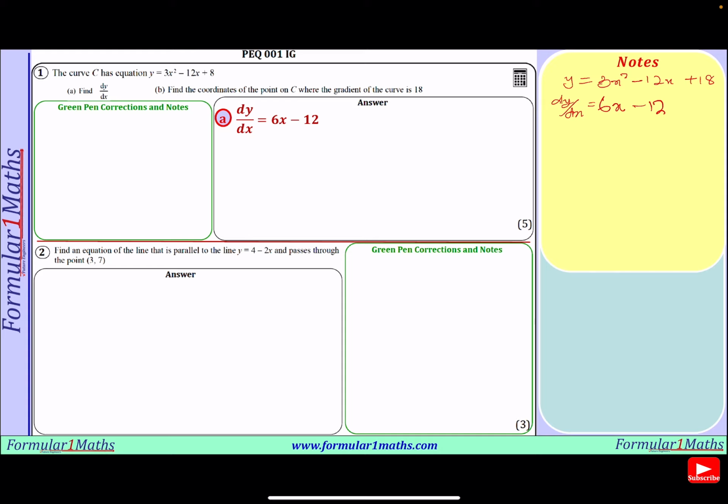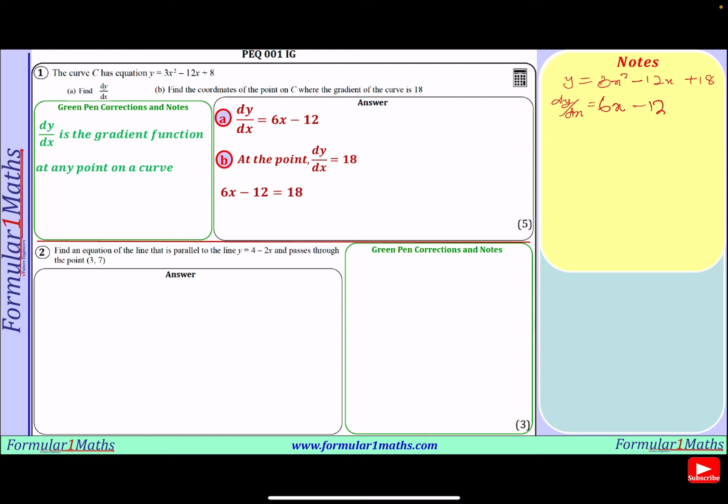B. Find the coordinates of the point on C where the gradient of the curve is 18. So let me remind you that dy/dx is the gradient function at any point on the curve. So at this particular point, dy/dx is equal to 18. And because the gradient function is 6x minus 12, we equate this to 18 to get this. So that will be the equation for a particular point where the gradient function is 18.